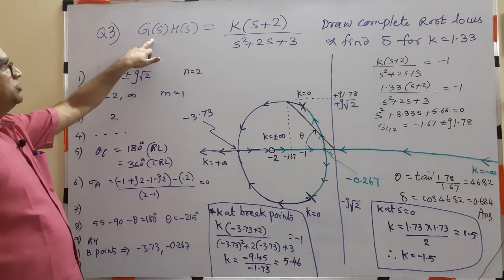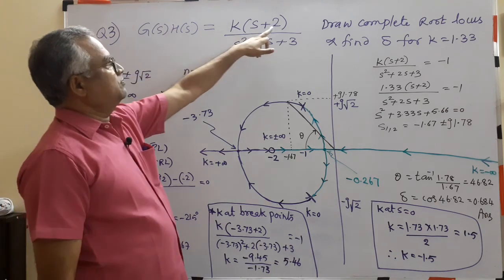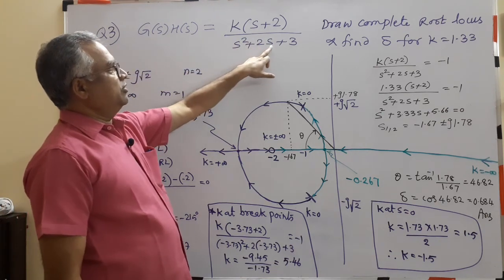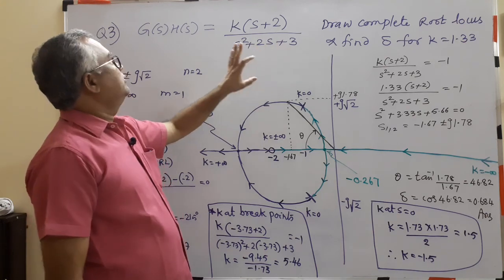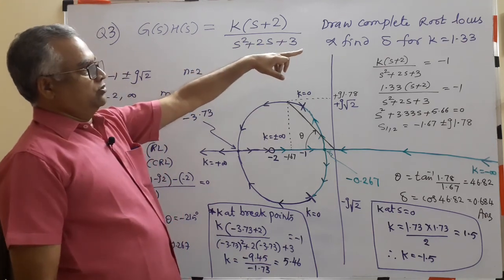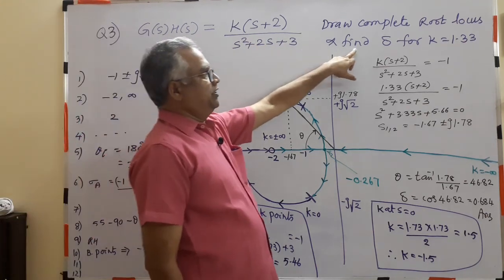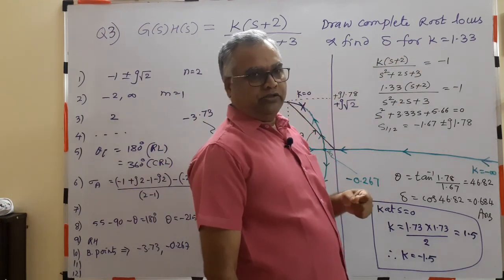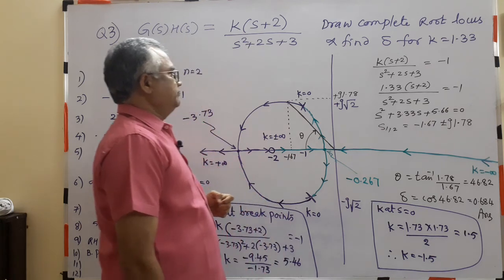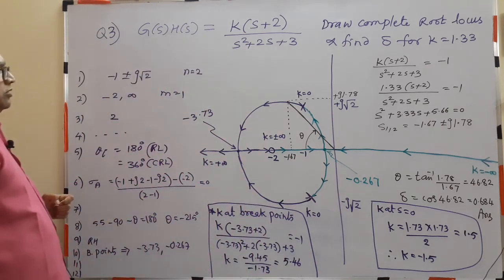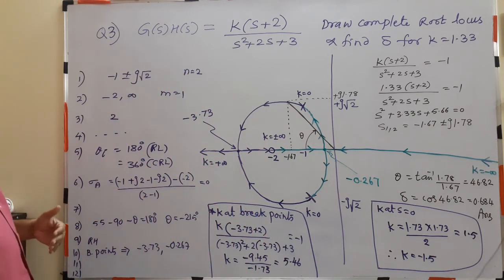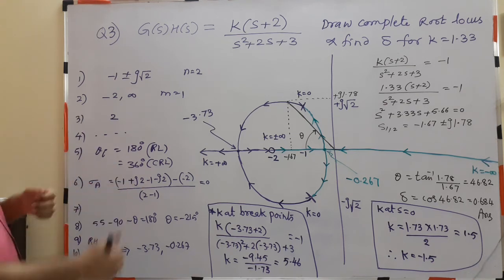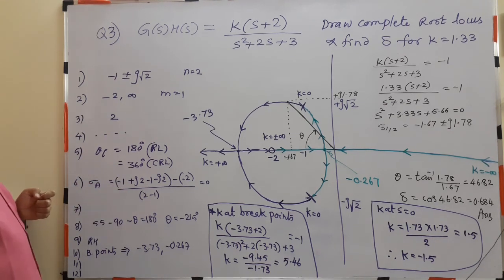G of s, h of s equal to k into s plus 2 by s square plus 2s plus 3. Draw the complete root locus and find the damping ratio for k equal to 1.33. That is the problem. Let us first apply the rules and get the data, then think of how to draw the plot.